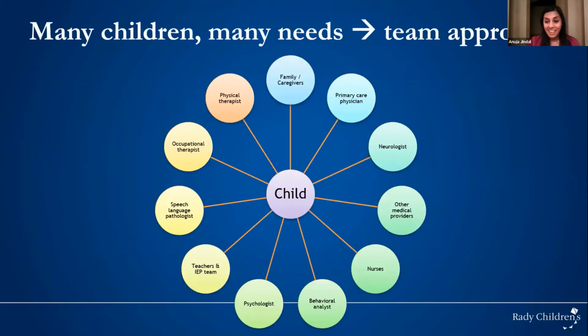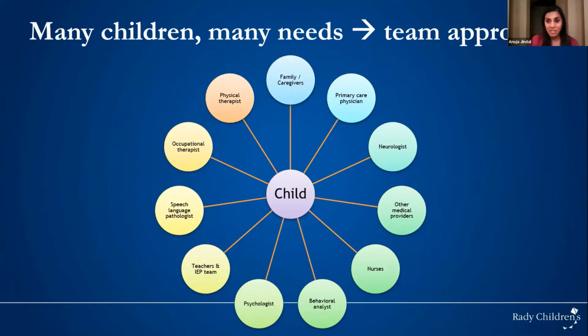Now, this all being said, 1 in 54 children has autism. What can we do to help them? Many, many children, which means many, many hands need to be in this pot, and we need a team approach. I'm sure you will all agree on this call right now that everybody in this child's life is important to making sure that this child succeeds.